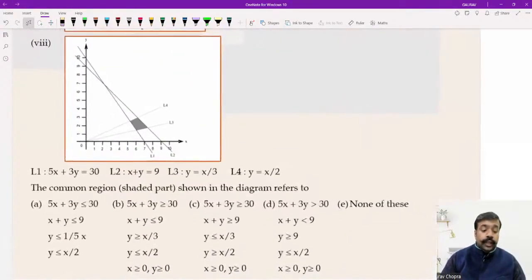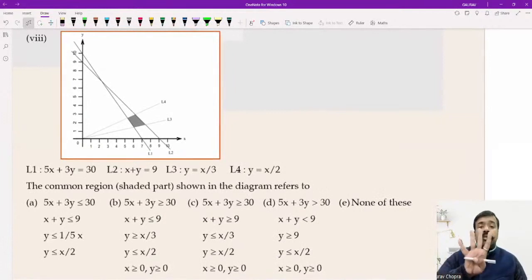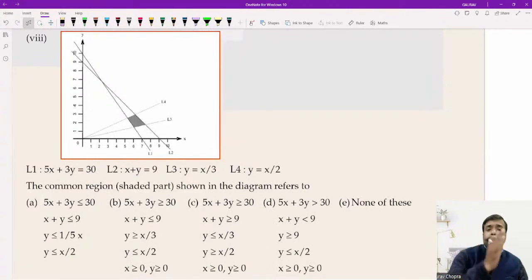Now check the eighth one. The eighth one is having 4 equations, and you have to see which set of inequalities is correct. A, B, C, D, E, which one is correct? You have to see that. Now, clearly we can see that the shaded area is marked in between. It is not completely inside, it is not completely outside. So accordingly, we can judge some of the lines are indicating inside towards the origin. Which are those lines which are indicating towards the origin?